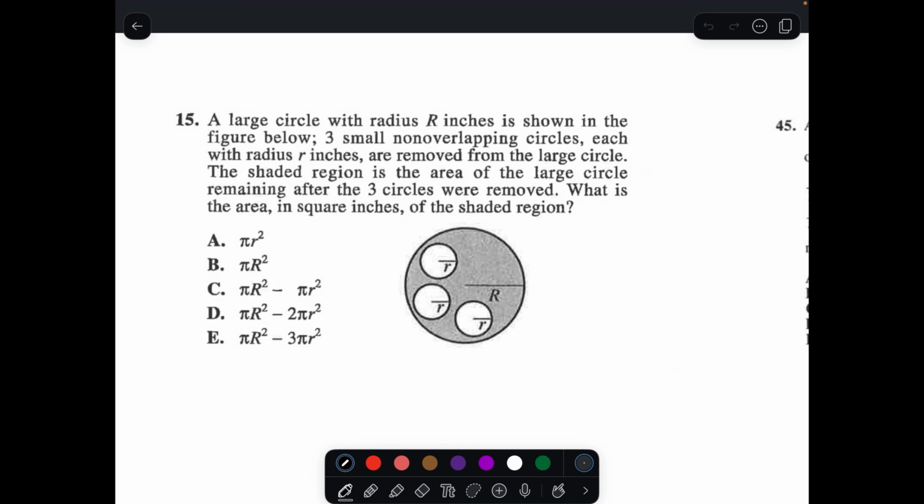Question 15 says, a large circle with radius r inches is shown in the figure below. 3 small non-overlapping circles, each with radius r inches, are removed from the large circle. The shaded region is the area of the large circle remaining after the 3 circles were removed. What is the area in square inches of the shaded region?